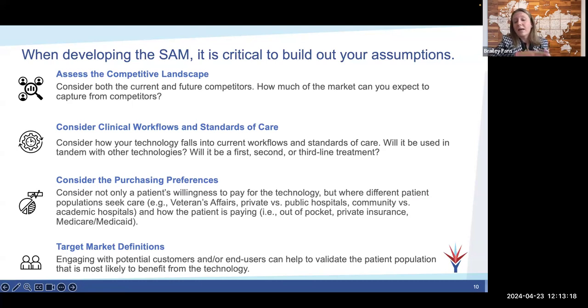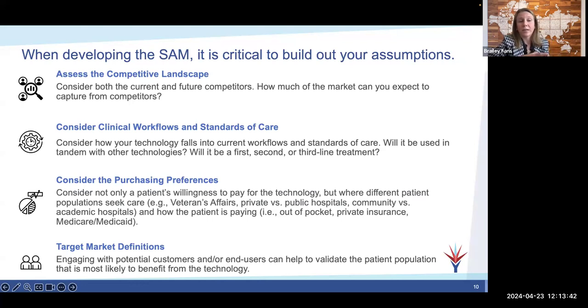It may also be important to consider if those new products will be competitively priced, and what the target patient population of both the current and future competitors are. And these are just some important questions to, again, consider how much of the market share you could capture from the competition.